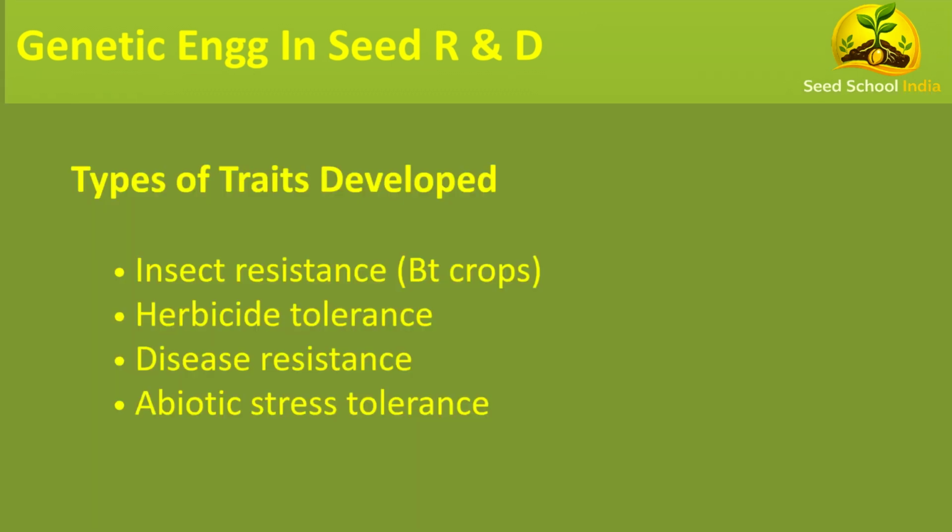Genetic engineering enables the development of a wide range of traits. These include resistance to insects and diseases, tolerance to herbicides, and adaptability to environmental stresses. These traits significantly improve crop productivity and reduce the need for chemical inputs.